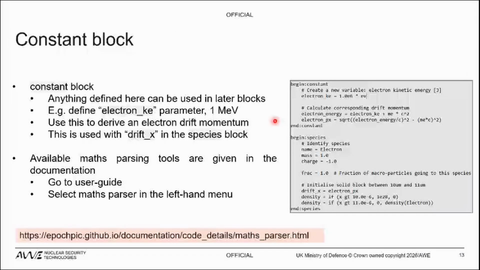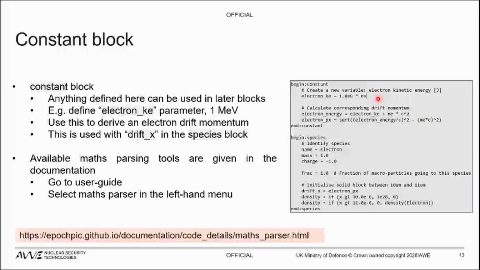But while I am going overkill, let's talk about the constant block a bit. This is where you can put in values that you control yourself. There are no keys that are pre-programmed into a constant block. You make the variables yourself. In this case, I find it useful to have a kinetic energy variable for our electrons, which I set to 1 MeV.